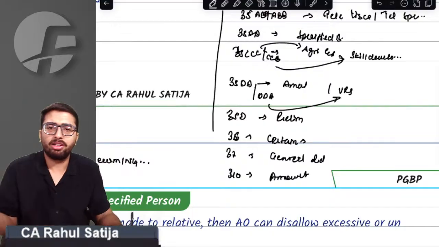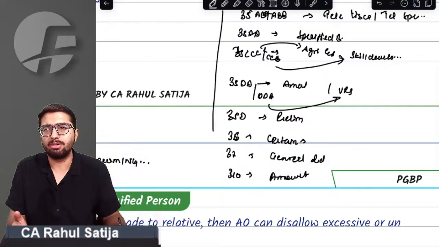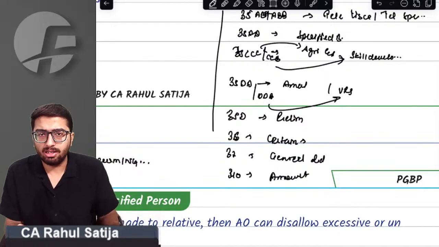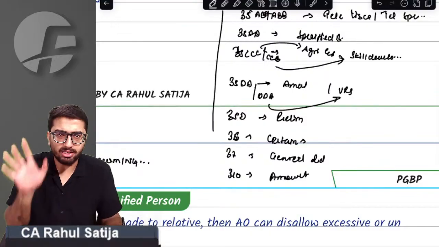Whenever you pay outside India, you have to deduct TDS. If you do not deduct TDS, 100% of the expenditure will be disallowed. If you pay to any resident, 30% will be disallowed. This was all we had studied till yesterday.